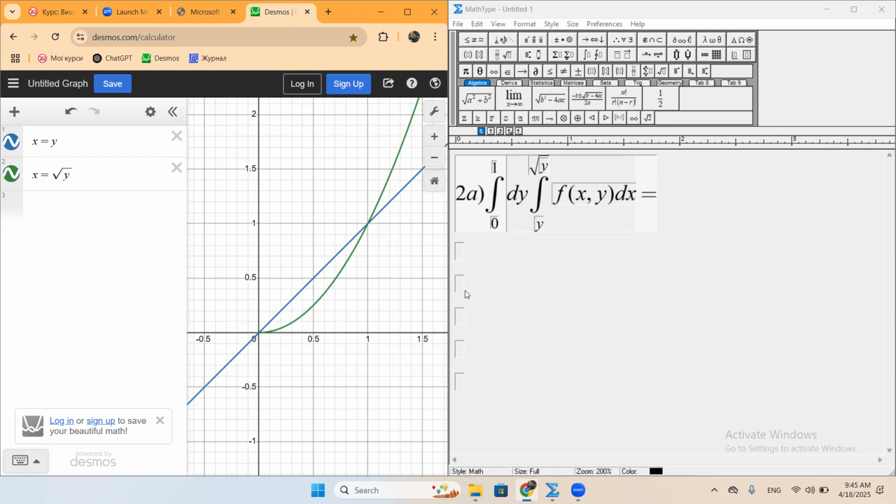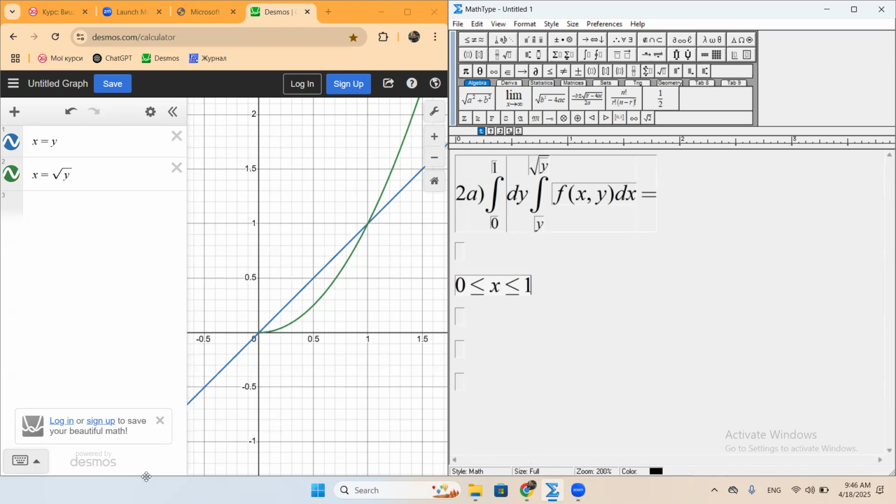So we need to invert variables. We now express x as the independent variable. As we can see from the graph, x changes from 0 to 1. So x changes from 0 to 1.